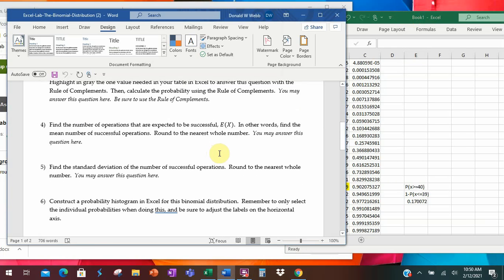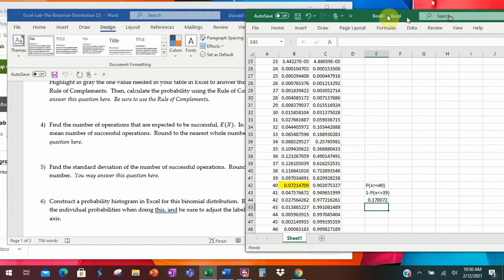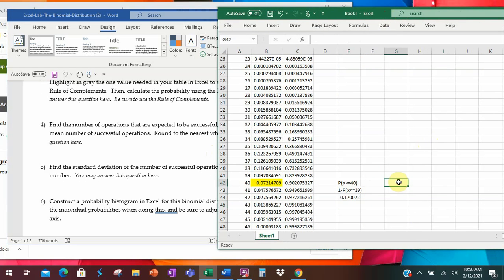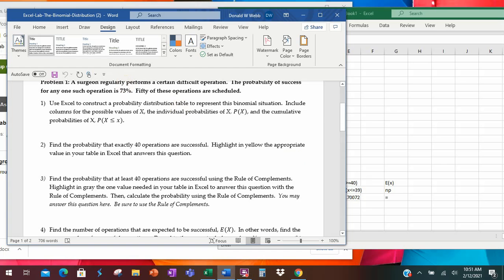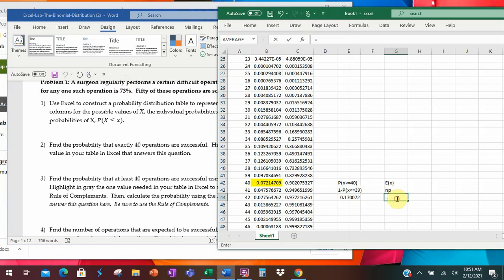So now it wants us to do the expected value, which is the mean. And I'm just going to write E of x up here. And that's just n times p for a binomial distribution. It turns out to be n times p. So I'm going to go equals, remember the probability of success was 0.73 with 50. So I'm going to go back up here, 0.73 times 50. And that gives us the expected value of 36.5.